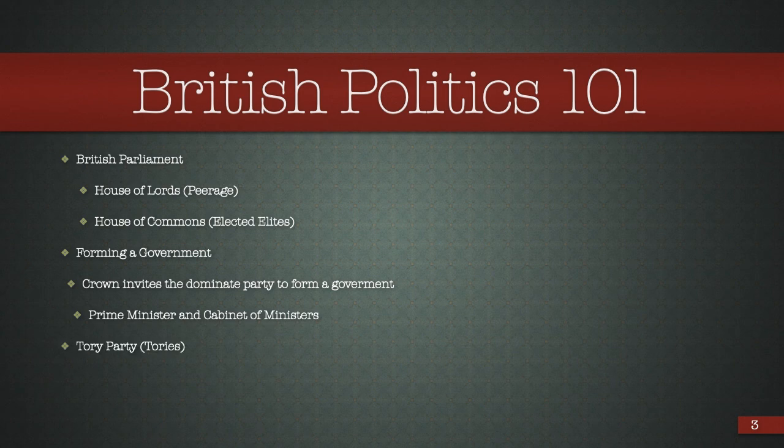During this time period, we have two political parties. The Tory party, oftentimes we'll call them plural, the Tories. This was the Conservative Party. And the Whig Party. The Whigs were the more liberal party, reflecting the liberal policies that we've been talking about throughout the 19th century.